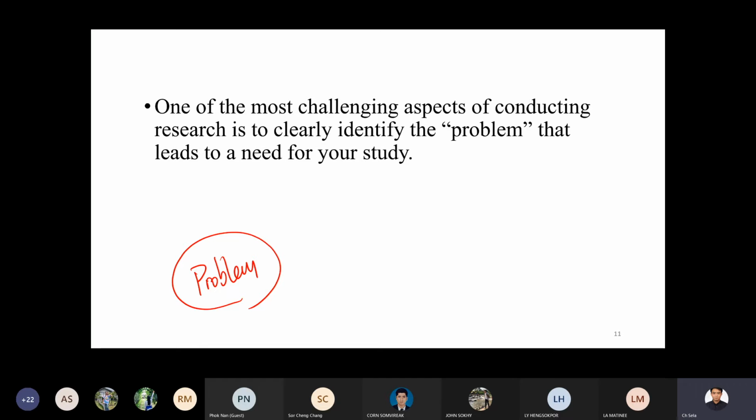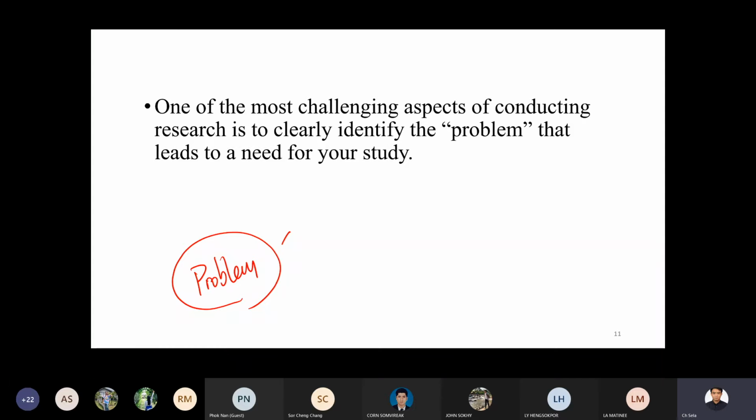A problem is sometimes not just something wrong; it can be something you want to test. For example, you have very good techniques for encouraging students to work in groups or to study for a presentation, and you believe your technique is super great. That is also called a problem.